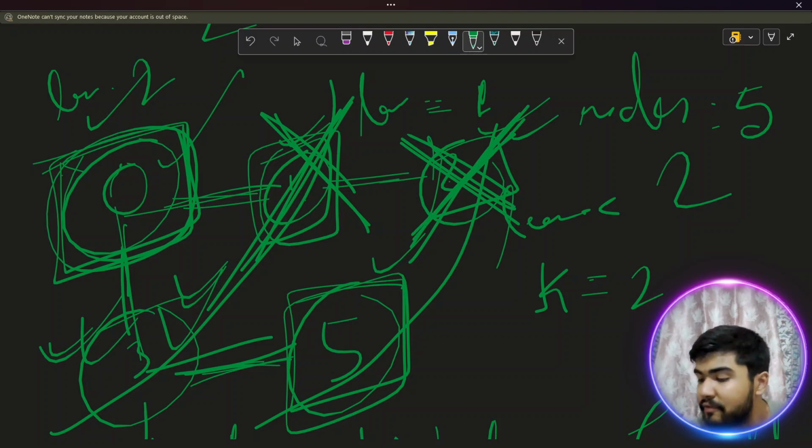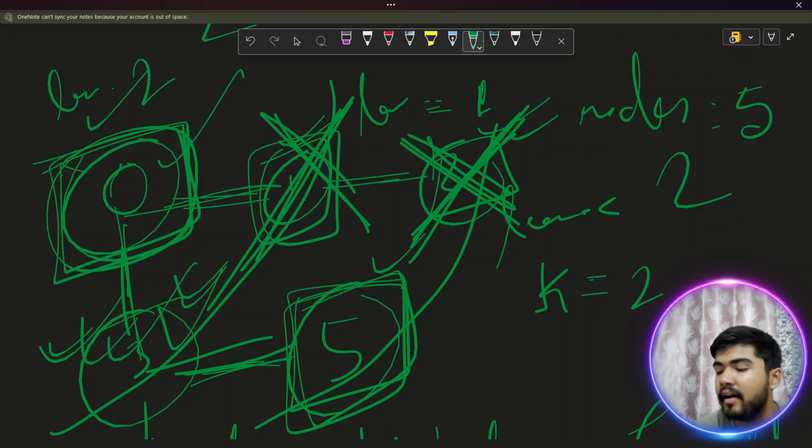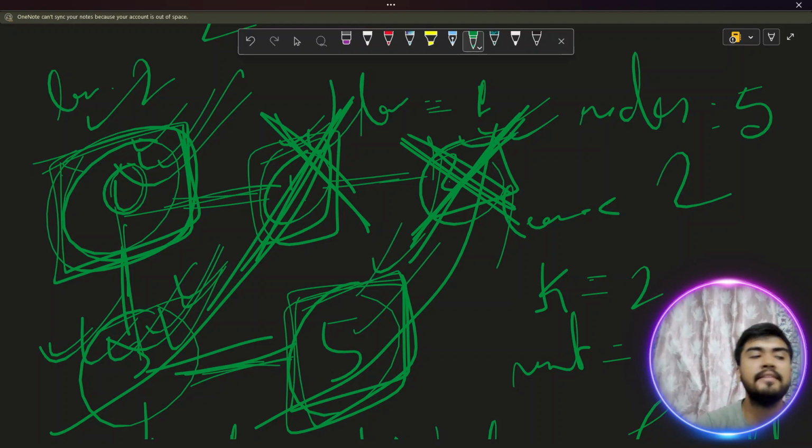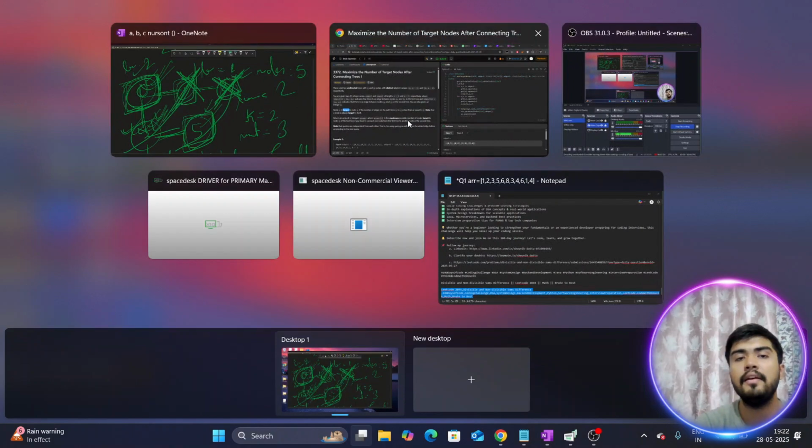So for 5 as a current node, how many have we found? The result is 3 only. 1, 2 and itself. But for node 0, we have itself, and these all are. So I guess you are able to understand the significance of the lines. So let's go forward.